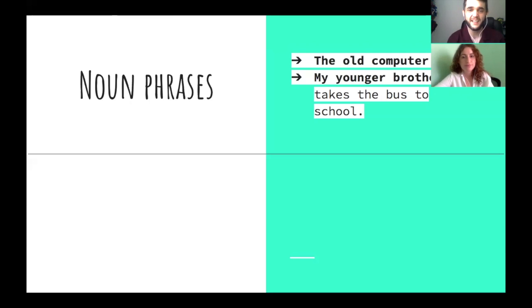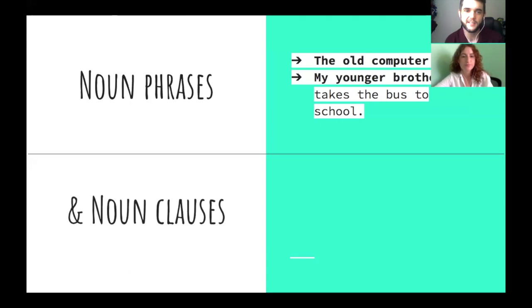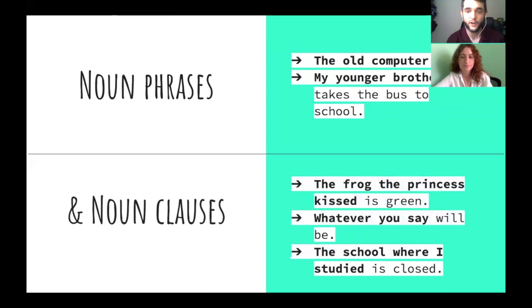To make this a little bit more complicated, we can use noun clauses. Noun clauses give a little bit more information about the noun, but they also use a verb, such as the frog the princess kissed. In these forms of subjects, noun clauses include the noun and give a little bit more information by including a verb.